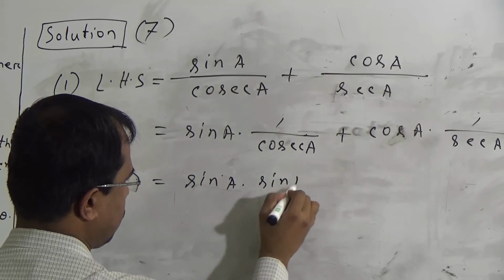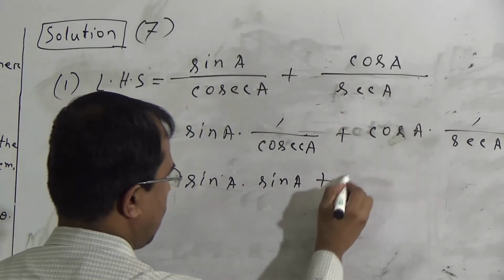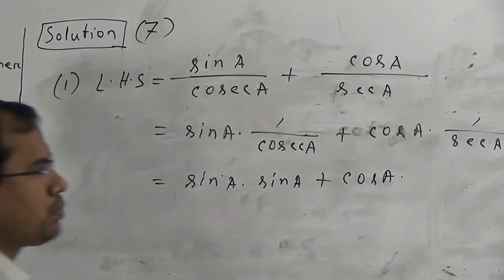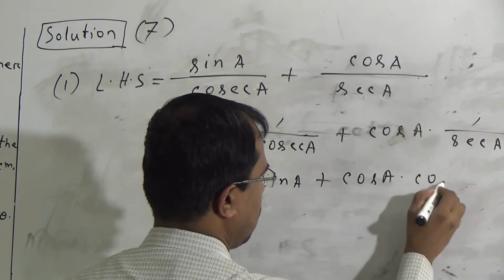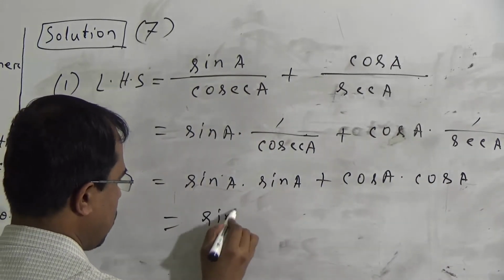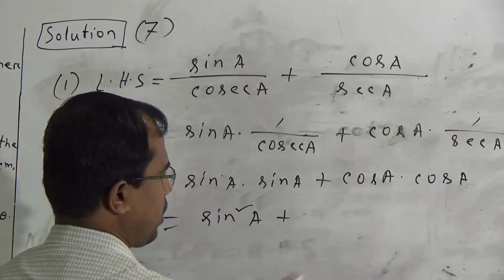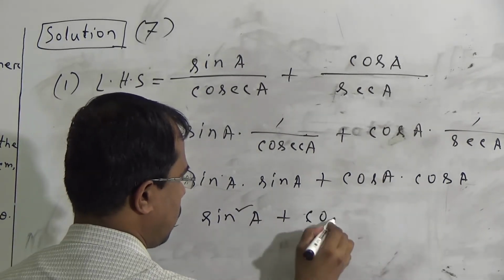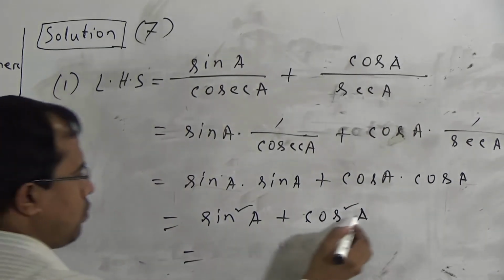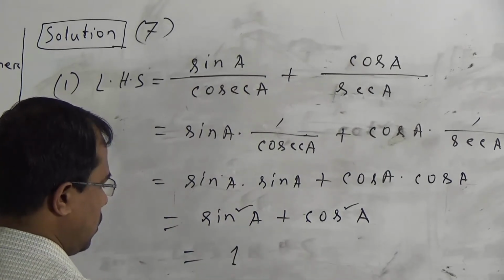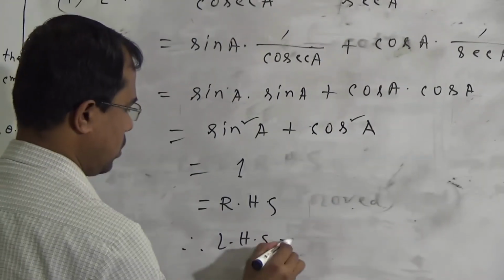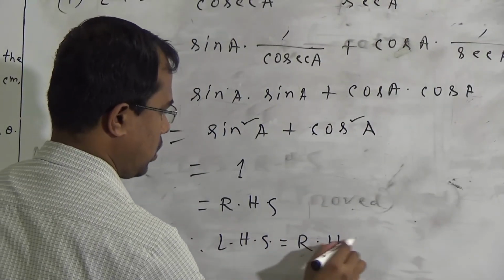So here we can write sin A plus cos A into 1 by sec A. Cos is the opposite ratio of sec, so here we can write cos A. Now sin A multiplication sin A is equal to sin square A, plus cos A multiplication cos A is equal to cos square A. And sin square A plus cos square A is equal to 1. And this is the right hand side. Therefore, left hand side is equal to right hand side.